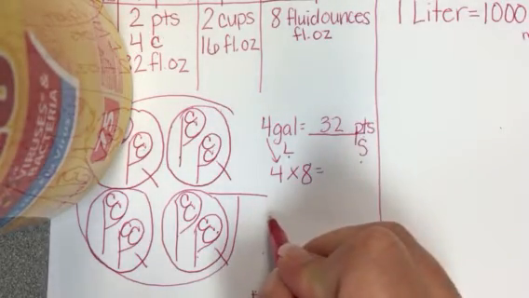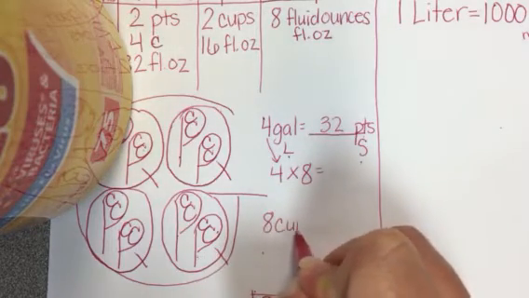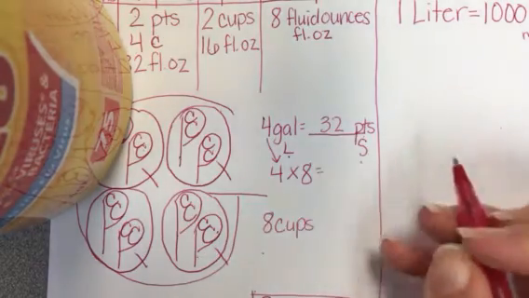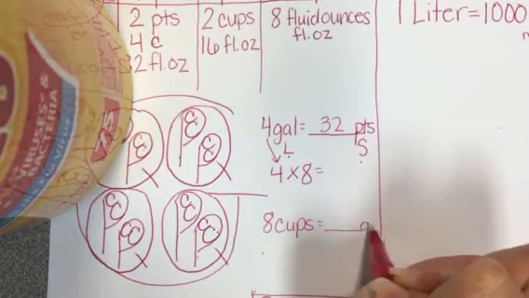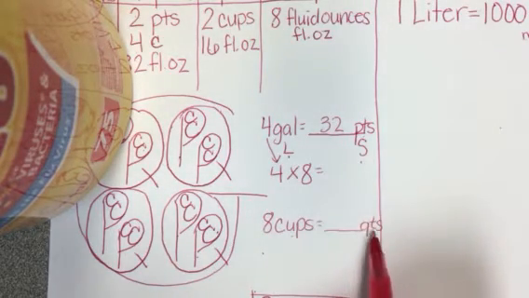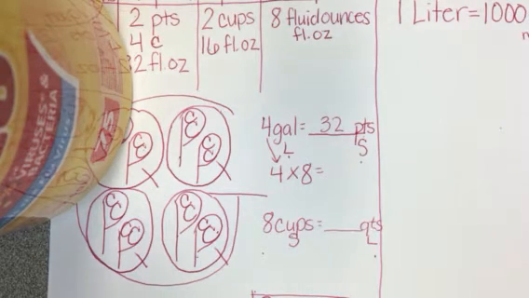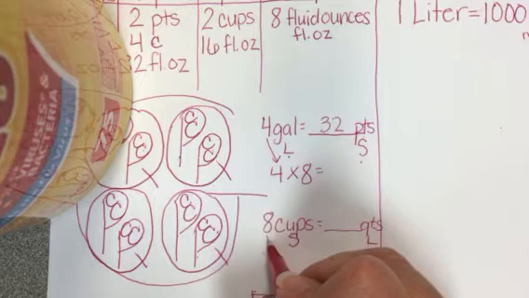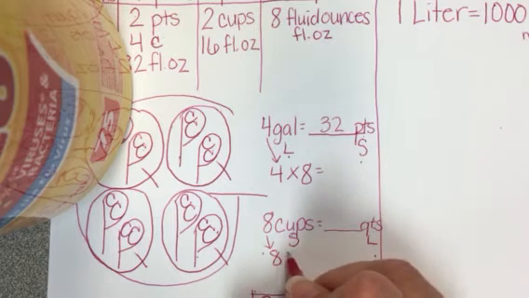Okay, let's go the other way around. Let's say I had 8 cups, and I want to know how many quarts. 8 cups, how many quarts? Which one's smaller, a cup or a quart? A cup is smaller, a quart is larger. So I'm going to copy my 8. What do I do when I go smaller to larger? Smaller to larger, I divide.